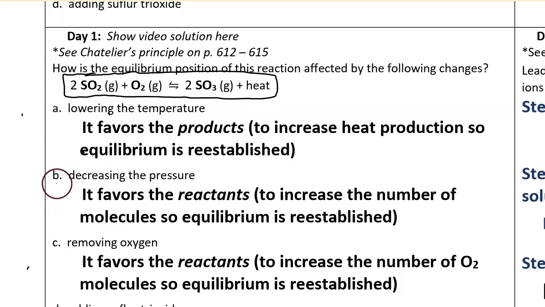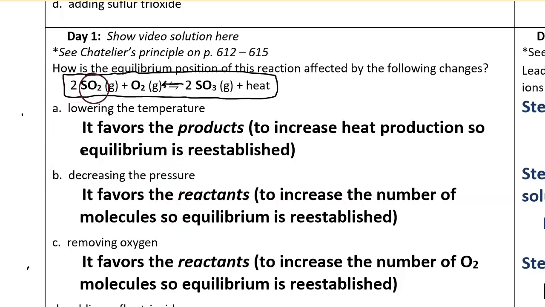Question B. How is the equilibrium position affected if the pressure is decreased? The equilibrium position will shift towards the left, meaning the reverse reaction will occur at a faster rate than the forward reaction. In words, we say that favors the reactants. Here's the reason why that happens.